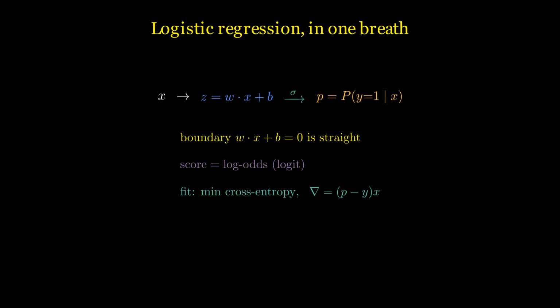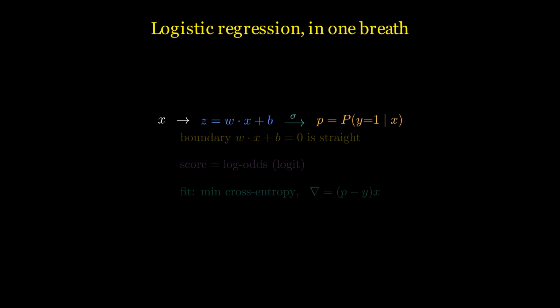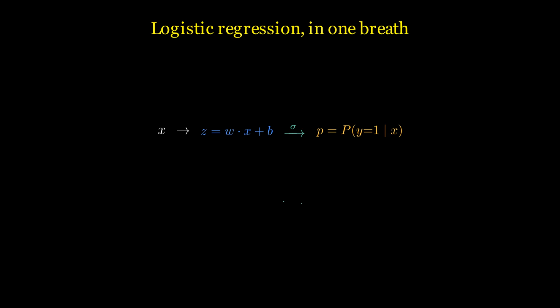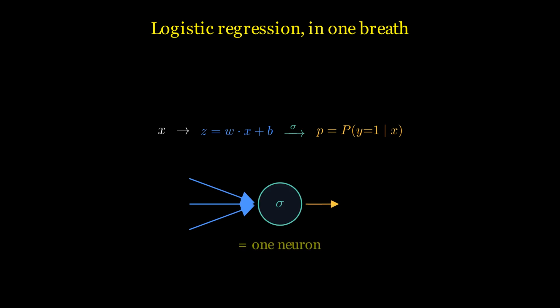Two quick roads from here. Swap the sigmoid for the softmax, and you handle many classes instead of 2. And notice, a linear score, then a sigmoid squash. That is exactly 1 neuron. Stack thousands of them and you've got a neural network, but that's a story for another video.